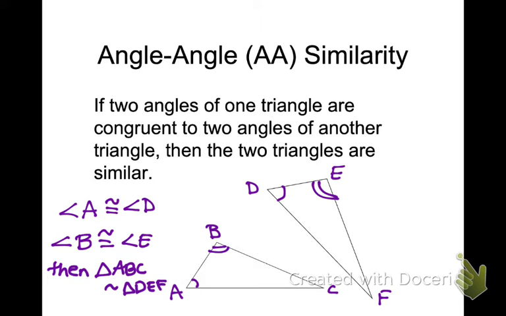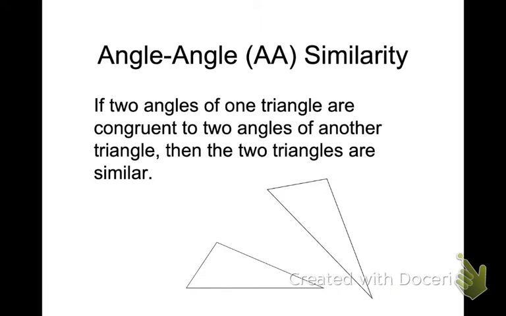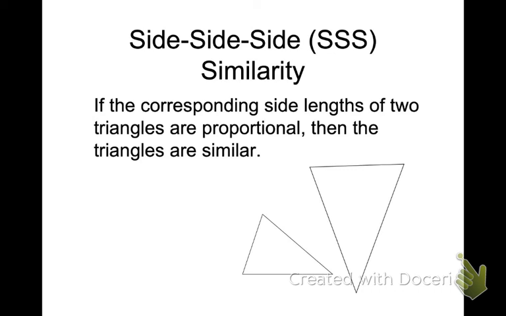Got it? All right, so now where things get a little bit funky is when we throw in the sides, because sides are proportional. So shortcut number 2, side, side, side. If the corresponding side lengths of two triangles are, underline, circle, whatever you need to do, proportional, right? They need to be proportional. Then your triangles will be similar.